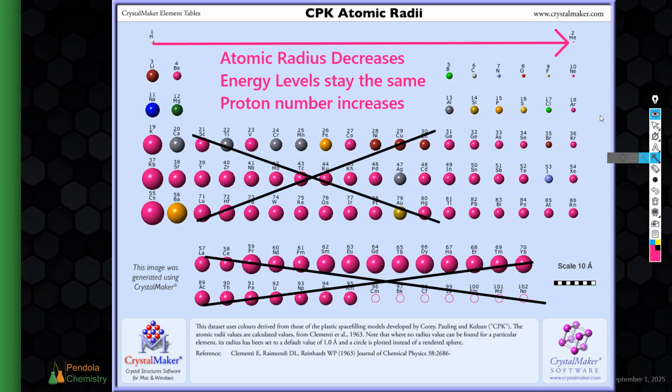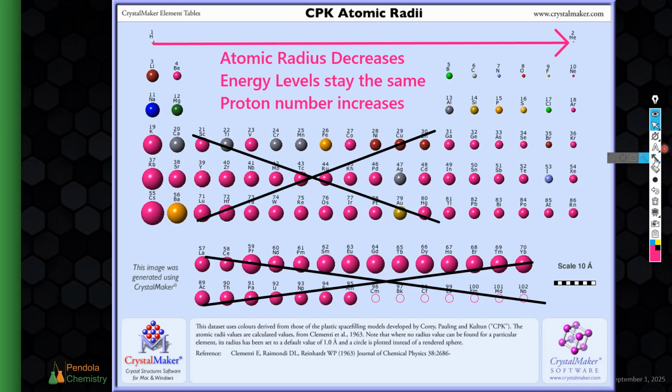And we can see that here as we look from lithium to beryllium to boron all the way down to neon, how they get smaller and smaller and smaller. Same thing across period 2, same thing across period 3, same thing across period 4. Again, not taking into account these transition metals.